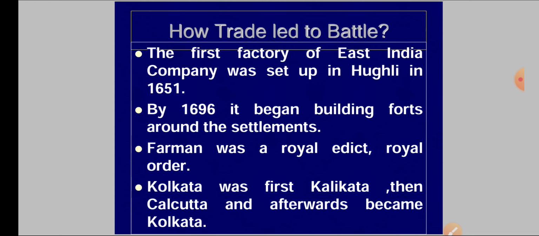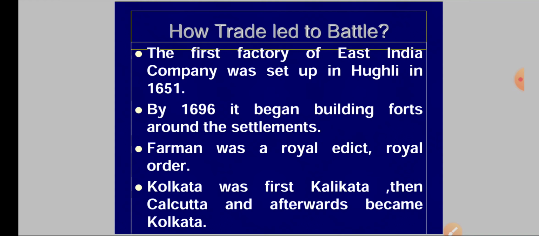after the death of Aurangzeb they got a Farman. Farman means a royal order, a royal edict. They got a Farman, an order from the Mughal emperor to do their trade in Indian provinces, especially in Bengal. They got this Farman for the first time.